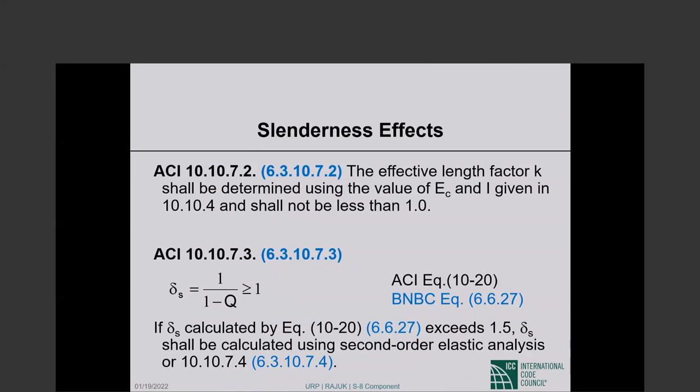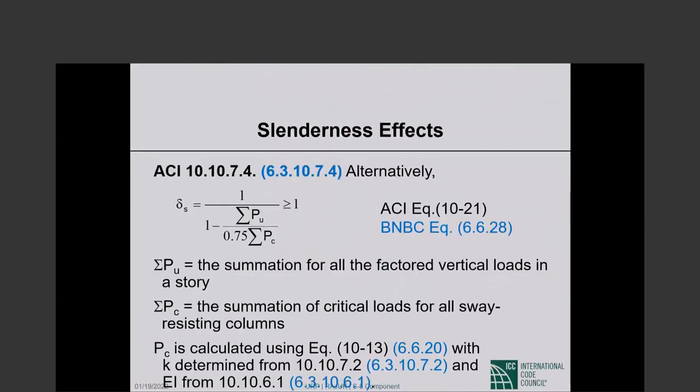If delta sub S calculated by this equation, this is important, exceeds 1.5, delta sub S shall be calculated using second order elastic analysis. Then this moment magnifier approach is off. You cannot and should not use it. So if delta sub S calculated by this expression exceeds 1.5, delta sub S shall be calculated using second order elastic analysis. And you should at that stage abandon this moment magnifier approach.